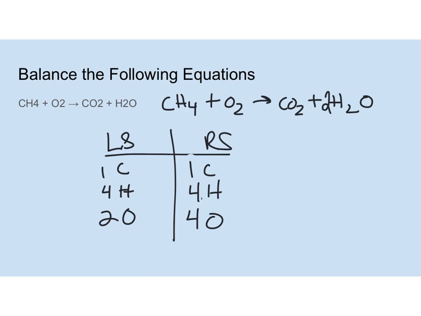Well, let's see if I can make the oxygens equal. If I go to the left side and put a 2 there, that's now going to change this to a 4, and now everything lines up, and this is the balanced chemical equation.